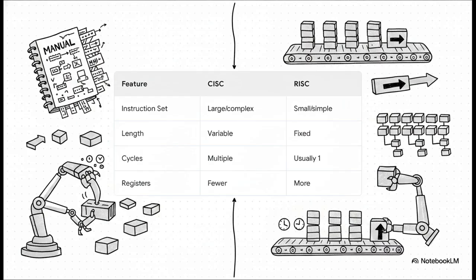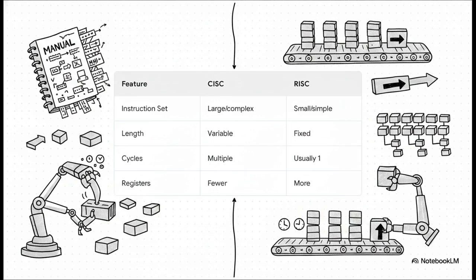But then on the right, we have RISC, or Reduced Instruction Set Computer. RISC takes a totally streamlined approach. The instructions are small, simple, and crucially, they are fixed length. Because they are so incredibly simple, they usually finish executing in just one single clock cycle, relying on a lot more general-purpose registers to keep data close by. It's basically the difference between giving a worker a huge, complicated manual to read versus barking out a rapid-fire series of super simple one-step commands.